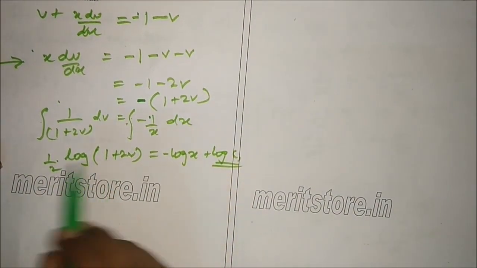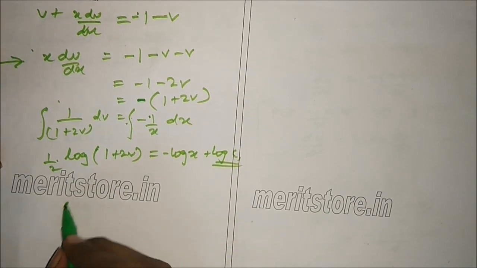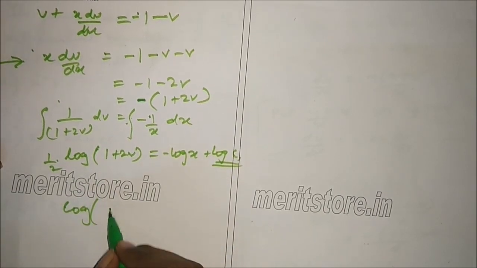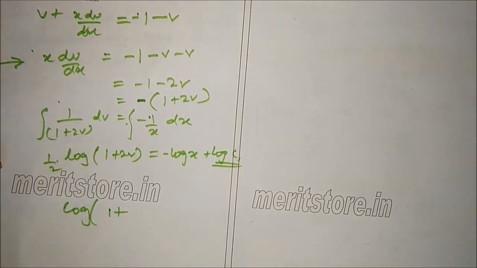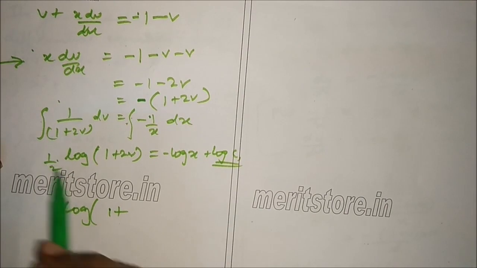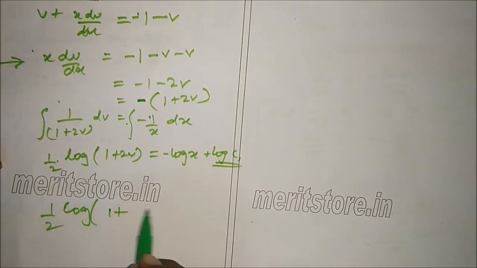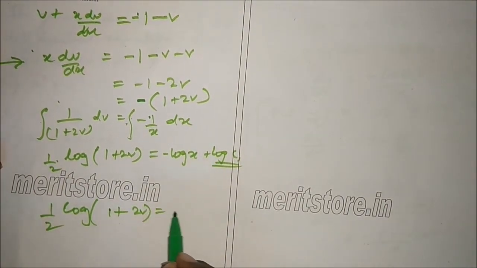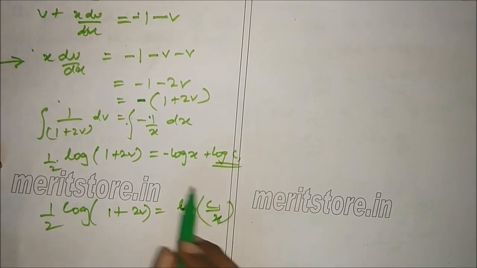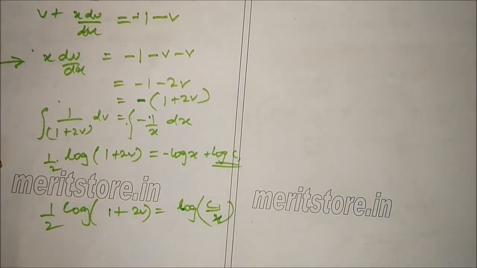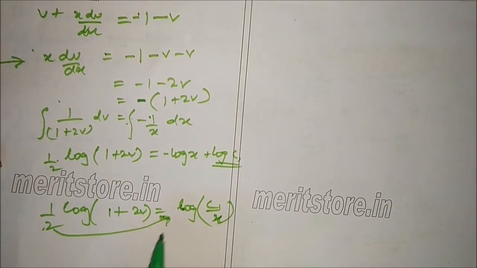So using the law of logarithm, we get log of 1 plus half log of 1 plus 2v equals log of c1 by x. Using the law of logarithm, that is, log of a minus b is log of a by b, we bring this term to the RHS, so we get log of 1 plus 2v.